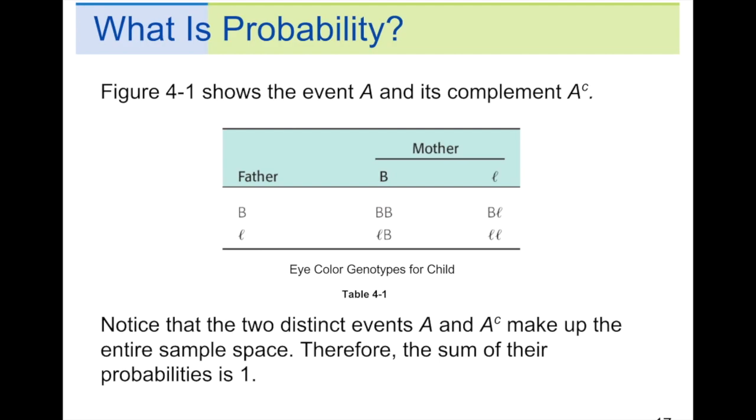So in this case, the probability that you had blue eyes was 1/4. The probability that you didn't have blue eyes was 3/4. 1/4 plus 3/4 is 1.